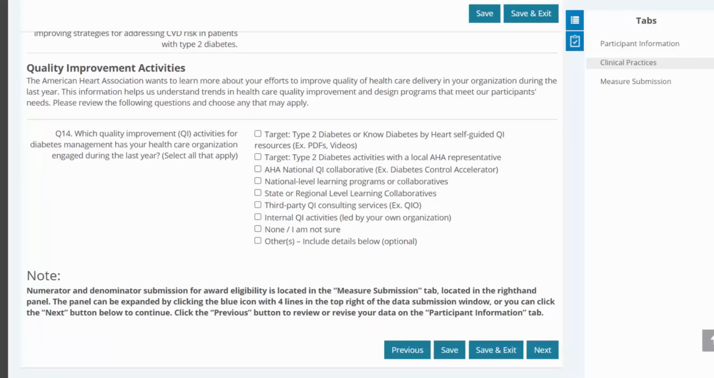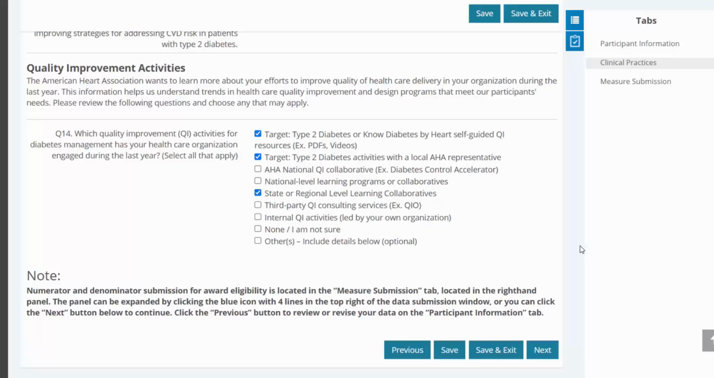We've also added a new question this year about your quality improvement activities. Your response, while required, will not affect your award level. We want to know which quality improvement activities for diabetes management your healthcare organization engaged in during 2024. Please select all options that apply.